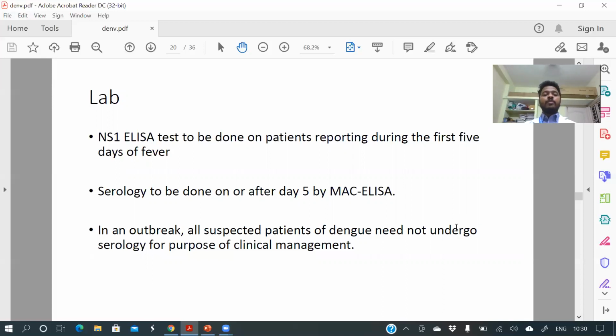Serology is to be done on or after day 5 by MAC ELISA. After day 5, we have to do IgM or IgG serology, mainly IgM dengue ELISA. Before 5 days, we have to diagnose dengue by detection of NS1 ELISA. In an outbreak, all suspected patients of dengue need not undergo serology for the purpose of clinical management.